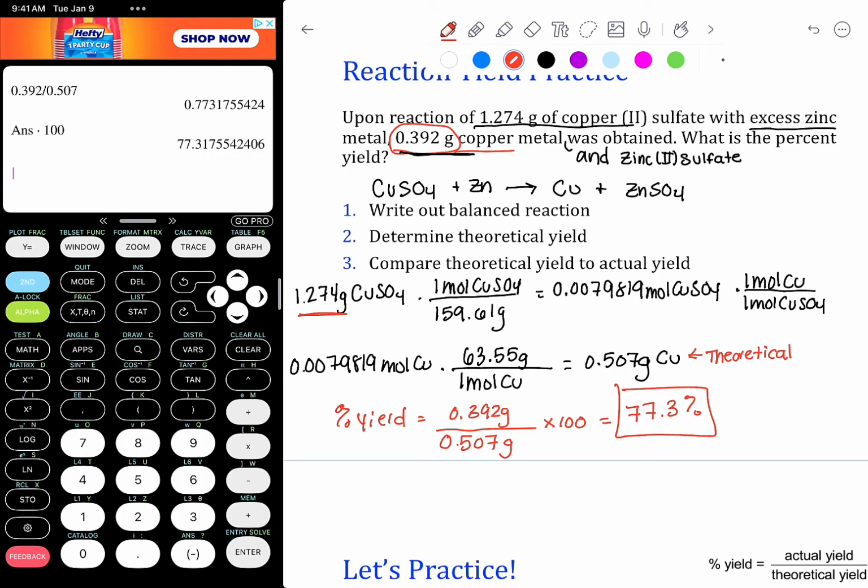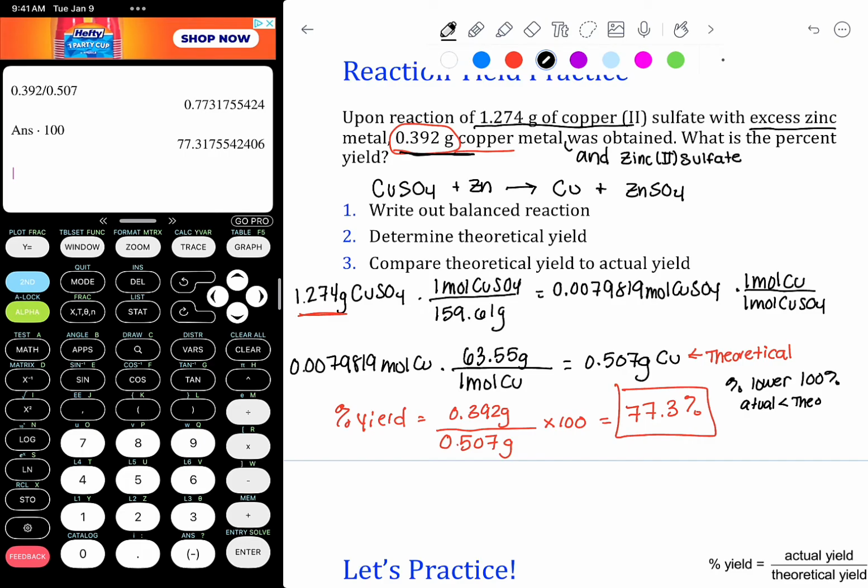A good rule of thumb to make sure you're on the right track: we would rarely have a percent yield that's going to be higher than 100. So percent yield should be lower than 100%. Okay, so that's always a good one, which means that our actual value is always going to be lower in amount than our theoretical value in order to get a percentage of less than 100%.